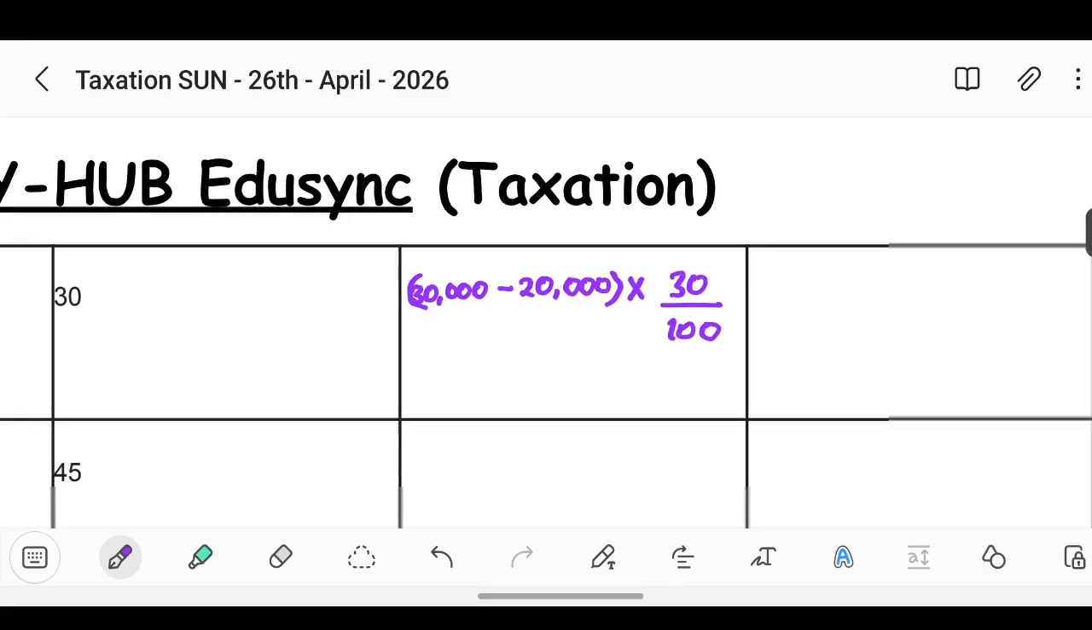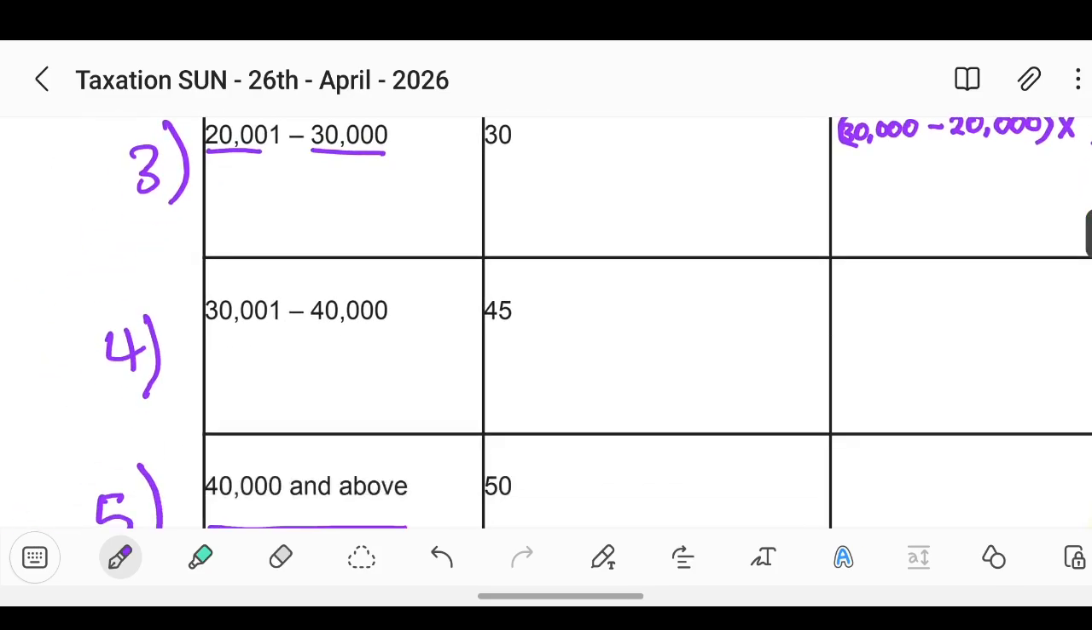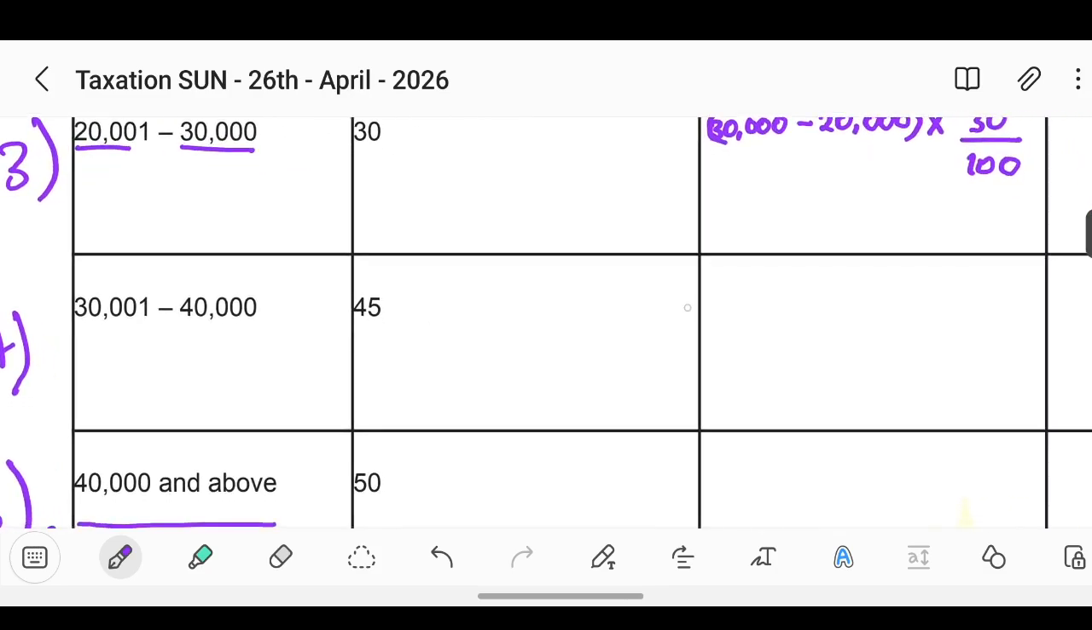Move on to the fourth row, which is going to be 40,000 minus 30,000 times 45 out of 100, and it gives us 4,500 shillings there.